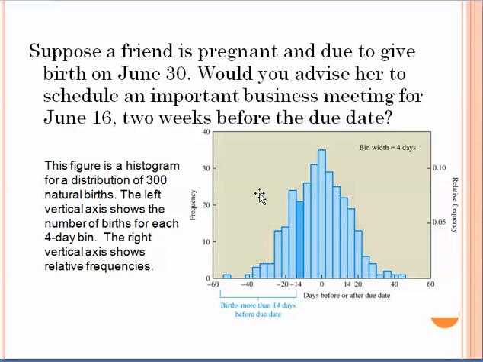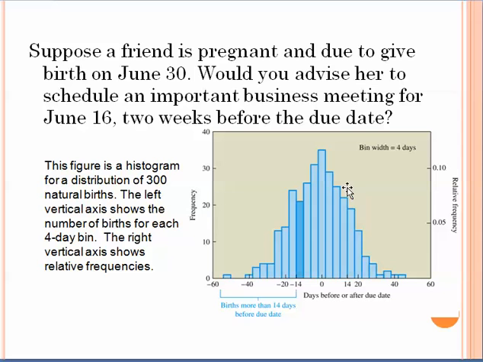Okay. So let's look at this figure. The figure is a histogram for a distribution of 300 natural births. The left vertical axis shows the number of births for each 4-day bin. The right vertical axis shows the relative frequencies.